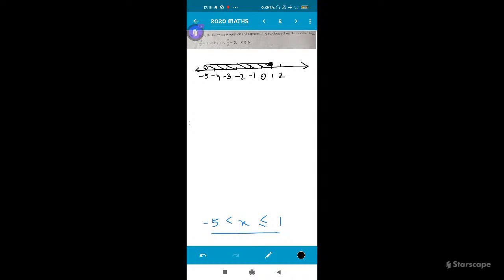Since we have been told that x belongs to rational numbers. But in case x belonged to natural numbers or whole numbers or integers, we had to specify the points too. We could not shade all of it. We had to specify it. So this is the answer. This is the solution set on the number line as well as in the form of an expression. So I hope this question is clear to you.